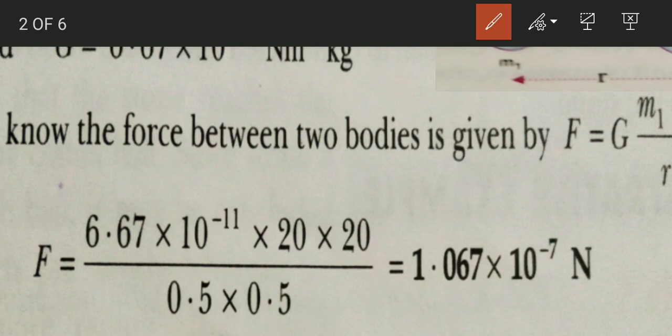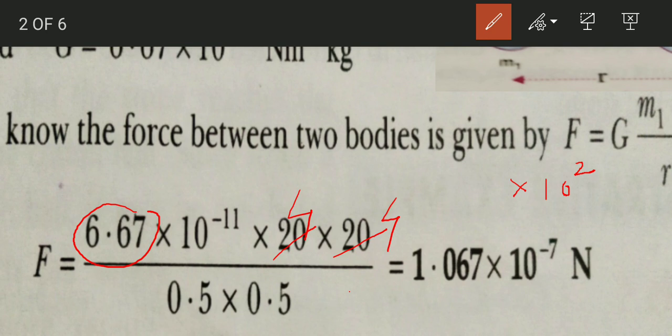And here you will get 10 raised to 2 in the numerator. Now this much is solved. Now you can easily cancel. You cut 4 here, and here also you cut 4, that means 16. Now you multiply 6.67 into 16. 6.67 multiplied by 16.